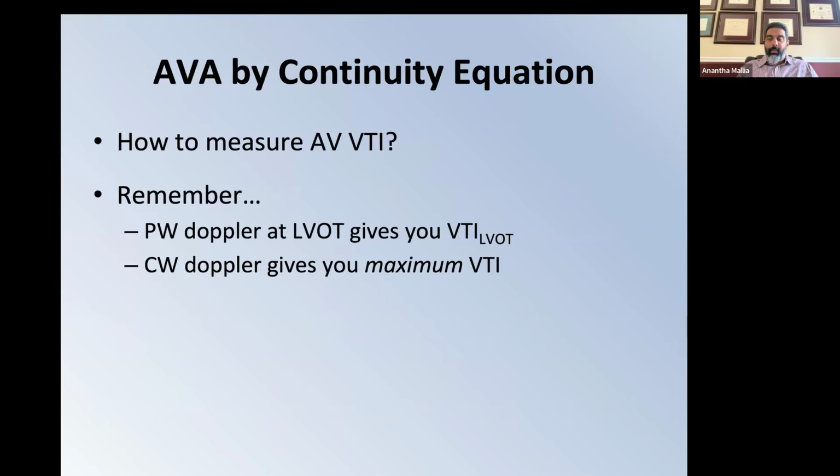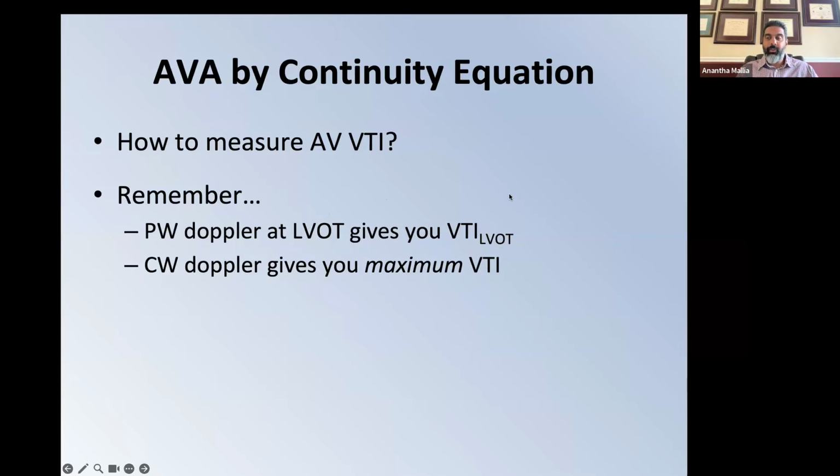Remember, when we talked about the basics of Doppler, we talked about two types of quantitative Doppler that we utilize. There's pulsed wave Doppler, which is a mode of Doppler that we use to measure the velocity at a specific point. So in the case of quantitative LV assessment, we use pulsed wave Doppler at the LVOT to get the LVOT VTI. On the other hand, continuous wave Doppler, like you remember from the RV talk, gives you the maximum velocity or maximum VTI all along that entire Doppler line.